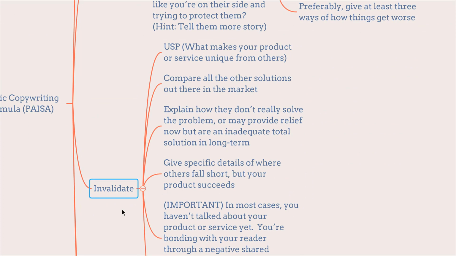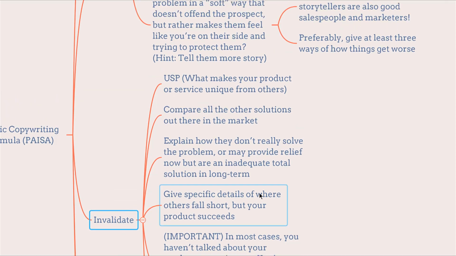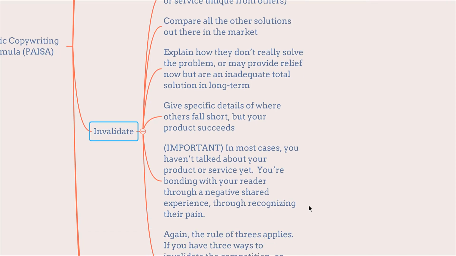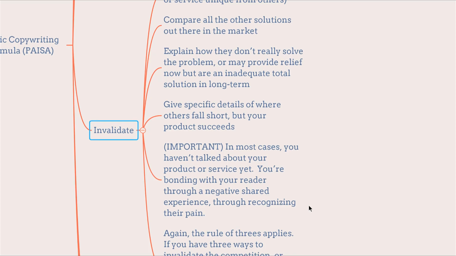Invalidate is where you're listing out your USP, unique selling proposition, on what makes your product or service unique from others. Compare all the other solutions out there in the market. Explain how they don't really solve the problem, or may provide relief now but are inadequate total solutions in the long term. Give specific details of where others fall short but your product succeeds. It is important to note that in most cases, you haven't talked about your product or service yet. You are just bonding with your reader through a negative shared experience by recognizing their pain.